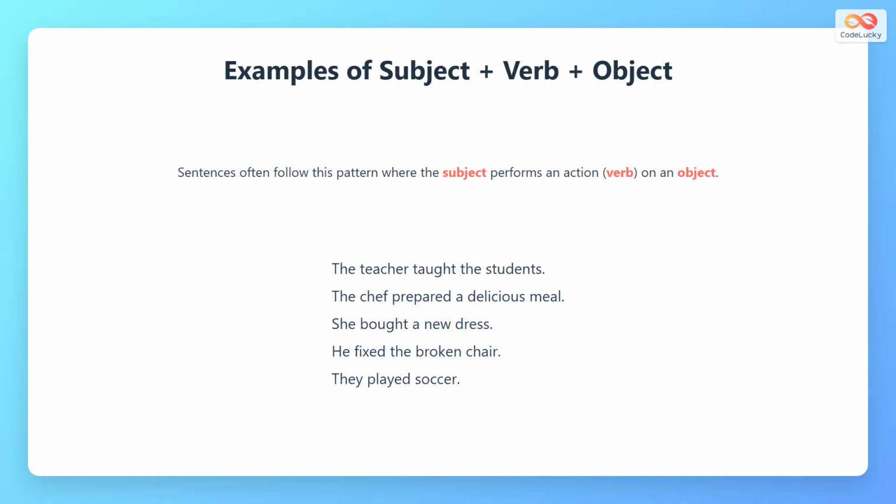Here are more examples of the subject-verb-object pattern. The teacher taught the students. The chef prepared a delicious meal. She bought a new dress. He fixed the broken chair. They played soccer. Notice how each sentence follows the same order.